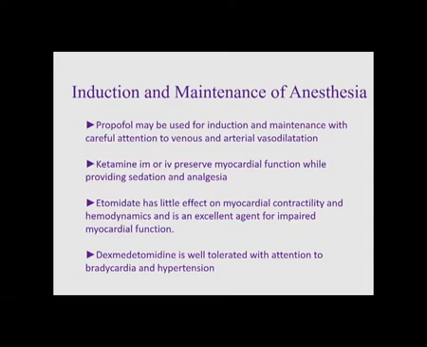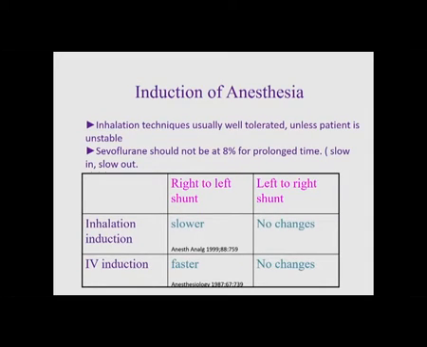So, oops, I need to go back one slide. When you induce anesthesia, you have to remember that if you have a right to left shunt, your blood will be mixed and not going entirely through the lung, so you will have a slower induction. You have to be patient, this was mentioned before too, and not keep the sevoflurane on high concentrations for too long. IV induction can be faster in right to left shunts because the blood is immediately going to the arterial side. In all others, it doesn't really impact.